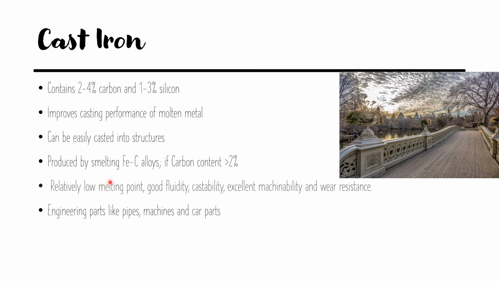Now what is smelting? When we heat a metal such that the temperature goes above the melting point and it melts in the presence of oxidizing agents like coke, that is called smelting. And due to this, we have a relatively low melting point, good fluidity such that it can flow, and it has excellent castability. This is very important. It has excellent machinability and wear resistance. So that is why it is used in these structures as well as these structures.